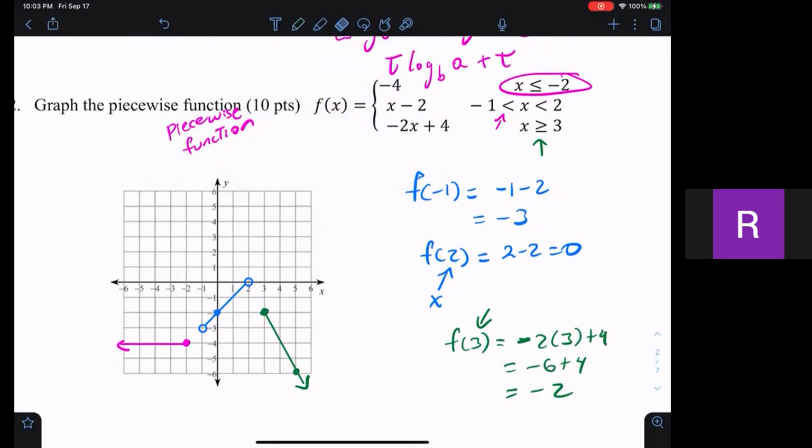Now, if you want to plug in another point to make your graph look nicer, you can put 5, let's say. So f of 5 is negative 2 times 5 plus 4. That's negative 10 plus 4, which is negative 6. So when x equals 5, this is negative 6. And then you graph your line. And that's the end of this. It's not that difficult. Okay, next.